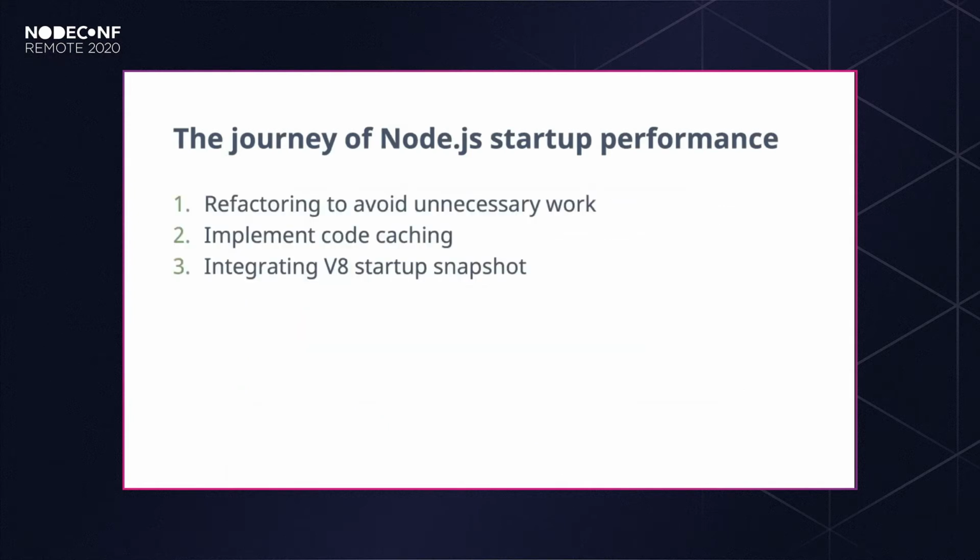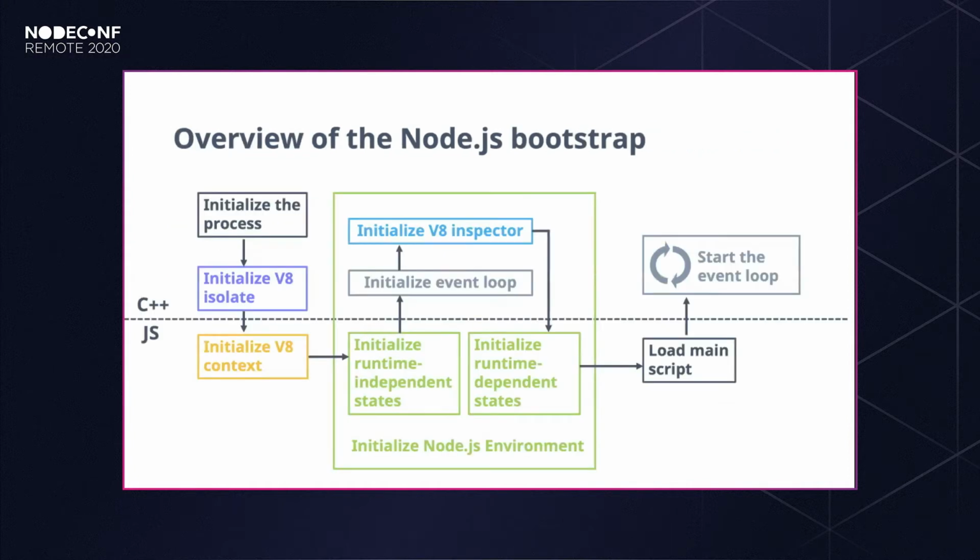So how did we get this far? This was achieved mainly by using these 3 tricks: refactoring to avoid unnecessary work at startup, implementing code caching, and integrating the V8 startup snapshot. To understand how we use these tricks to improve the startup performance, let's take a look at the Node startup process. This is an overview of the Node bootstrap.